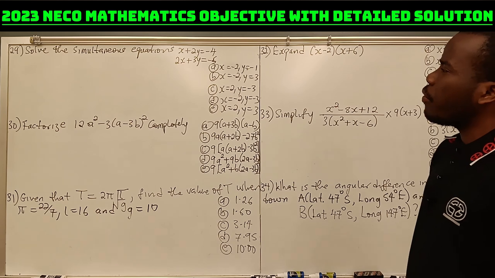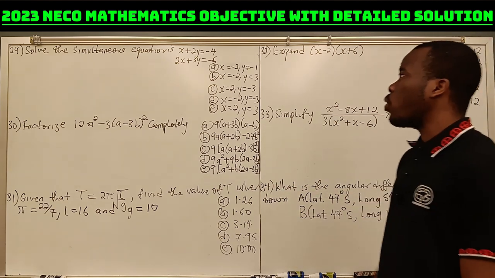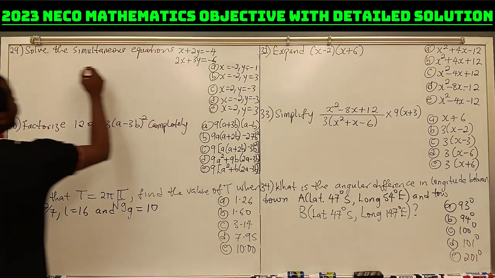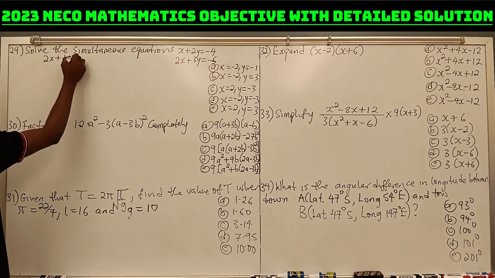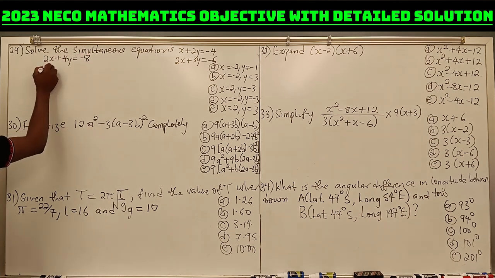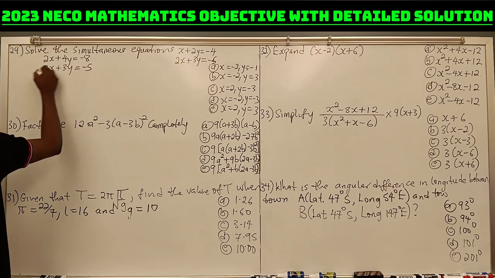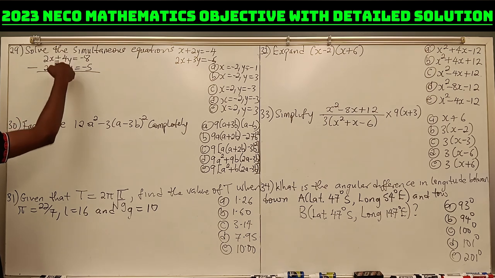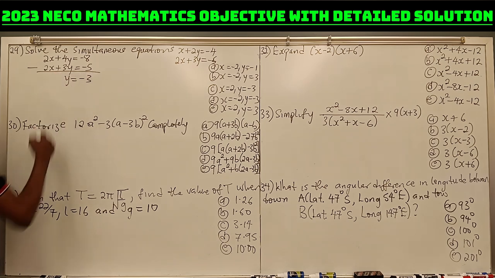Let's multiply equation 1 by 2 to use the elimination method so that we can eliminate x and find y. So if we do that, we'll have 2x plus 4y equals minus 8 and 2x plus 3y equals minus 5. So if we subtract equation 2 minus equation 1, 4 minus 3 is y, and minus 8 plus 5 is minus 3. So y is minus 3.